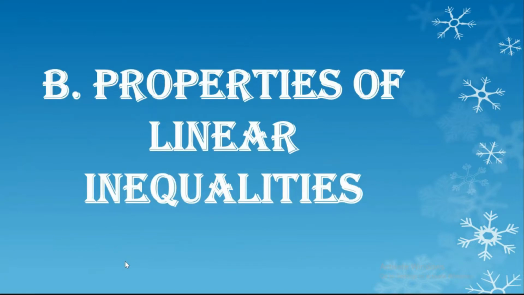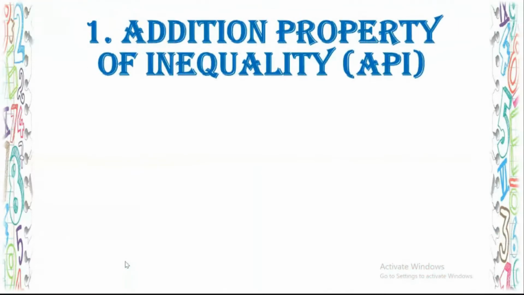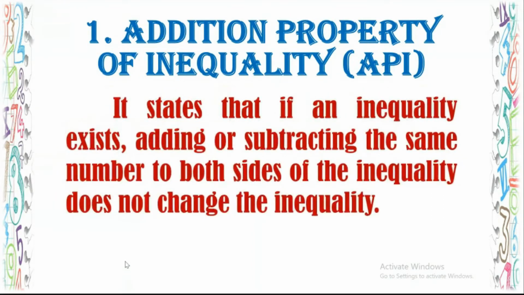Let's now have the different properties of linear inequalities. First, we have the addition property of inequality, or the API. It states that if an inequality exists, adding or subtracting the same number to both sides of the inequality does not change the inequality.